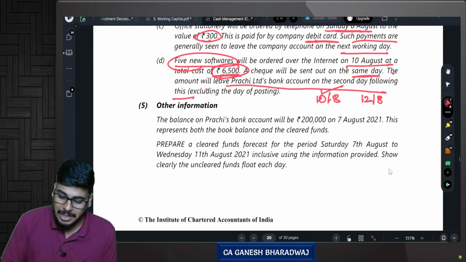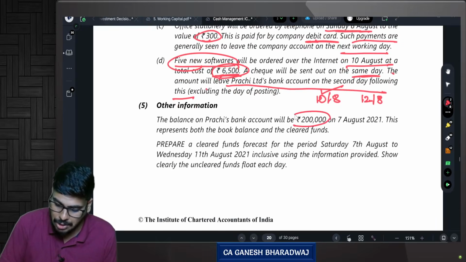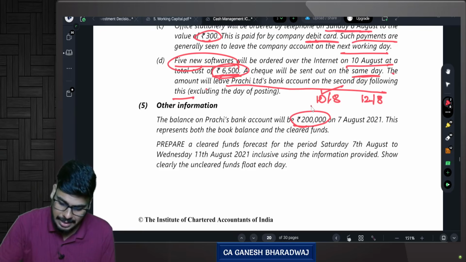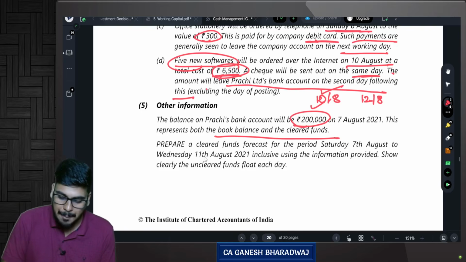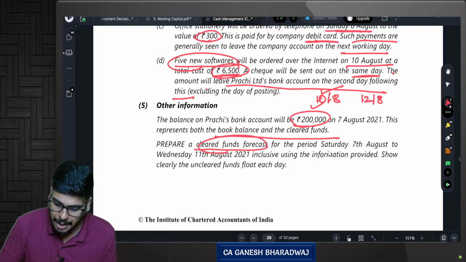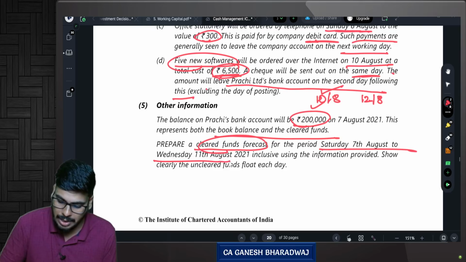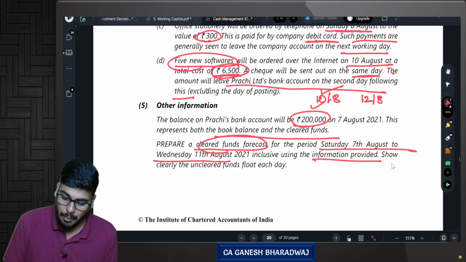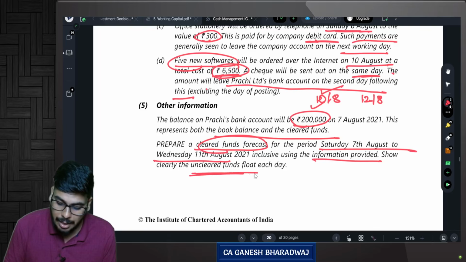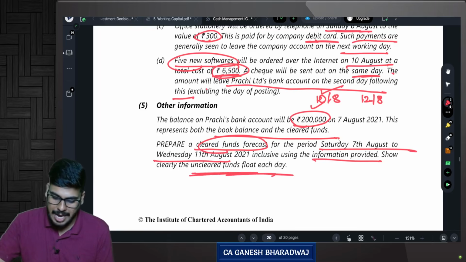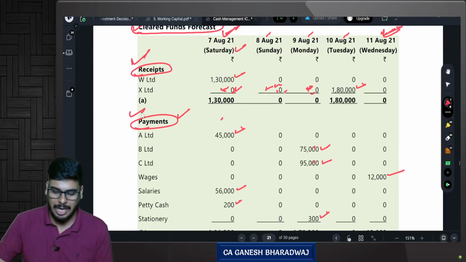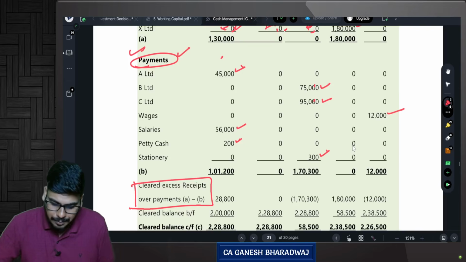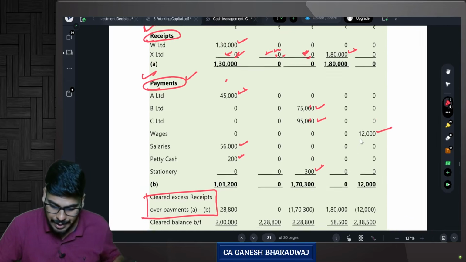And then the balance of Prachi's bank account will be 2 lakh rupees on 7th of August. Opening balance is 2 lakh rupees. This represents both the book balance and the cleared funds. Prepare a cleared funds forecast for a period of Saturday 7th August to 11th August inclusive using the information provided. Show clearly the uncleared funds float each day. So day wise, we have seen how much amount has been received and how much has been paid. So every day, we are just calculating the difference between the two.